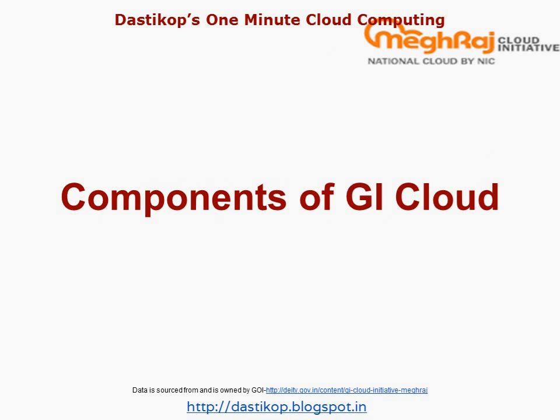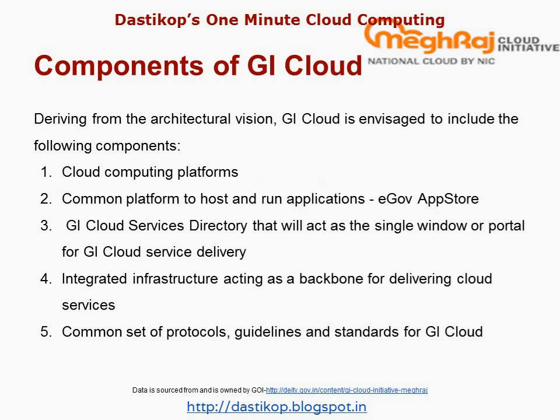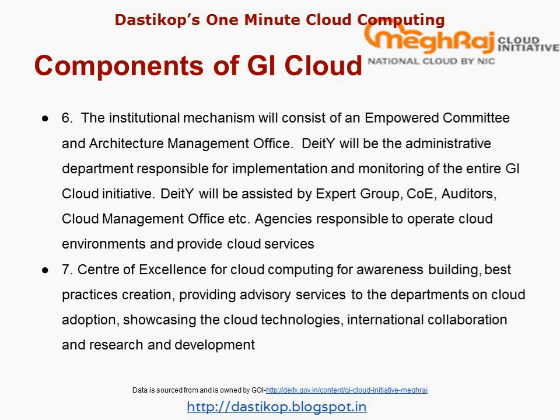Components of the GI cloud. So there are, for example, cloud computing platforms. We know that in platforms we have Google, we have Amazon. Similarly, platforms are given by the government cloud. A common platform to host and run applications, like an e-government app store like Google Play. The GI services directory, which will show you all the services which are available. Integrated infrastructure acting as a backbone for delivering cloud services. For example, if there is a service which connects the central government with a state cloud, then that kind of integration is also available.